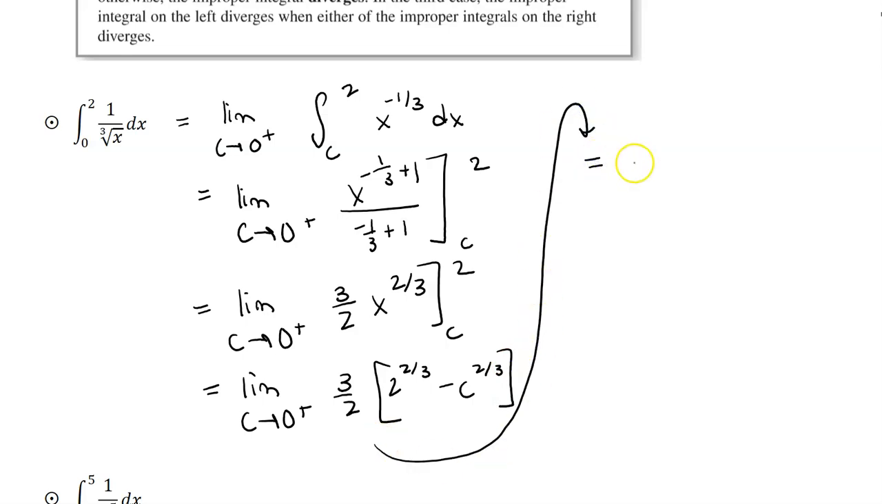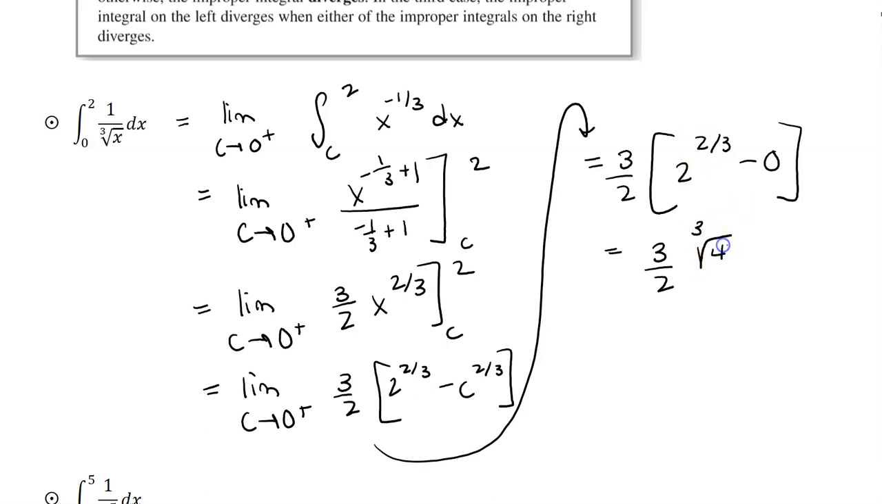So positive c's, we don't have to worry about anything with radicals, although this would be an odd root anyway. But this will be 3/2 times 2 to the 2/3 minus 0, or just 3/2 times 2 to the 2/3, and 2 to the 2/3 is the cube root of 4. If you wrote 2 to the 2/3, that would be okay also. But we say that this one converges because the limit exists and has a value.